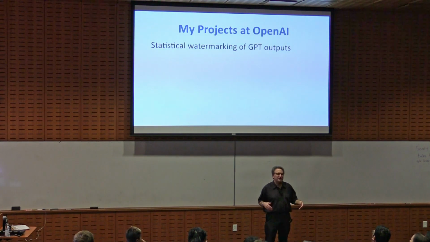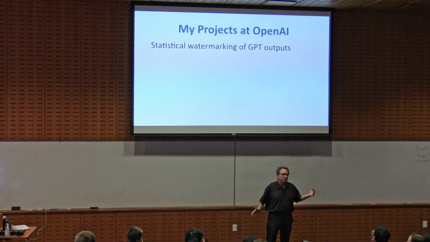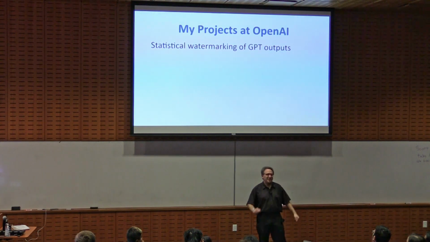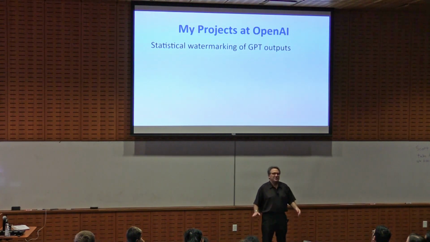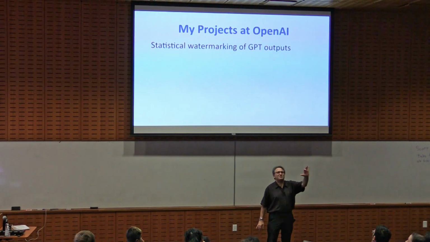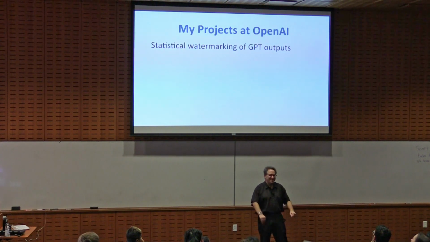I've been working with an engineer who built a prototype. It seems to work pretty well empirically with a few hundred words, like a few hundred tokens. That seems to be enough to get a reasonable signal that yes, this came from GPT. You could even take a text and isolate which parts of the text came from GPT and which parts were written by a human.